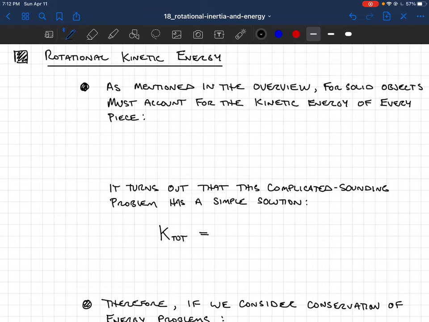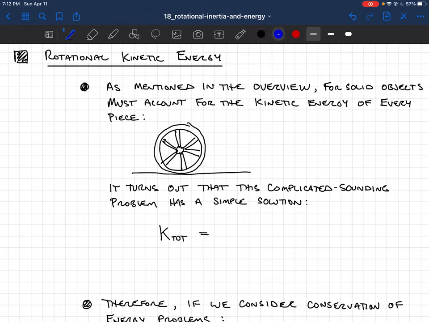So the last topic is rotational kinetic energy. Most of the reason we defined rotational inertia was so that we could get to this point. The idea is that when we account for the kinetic energy of an object, we have to think about the kinetic energy of every tiny little piece. So if you had a wagon wheel, which has spokes and a rim, then as this thing rolled down the street, for example, it also has some center of mass velocity. So it rotates about its center and it has some center of mass velocity.